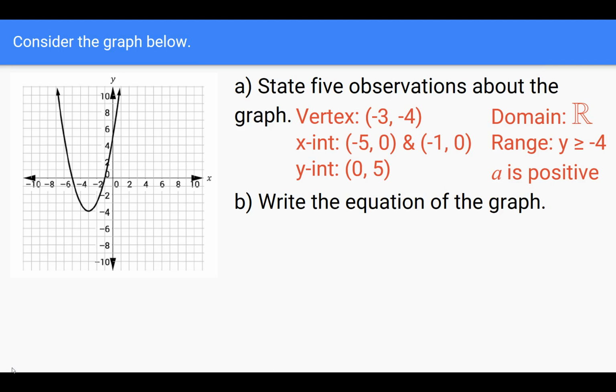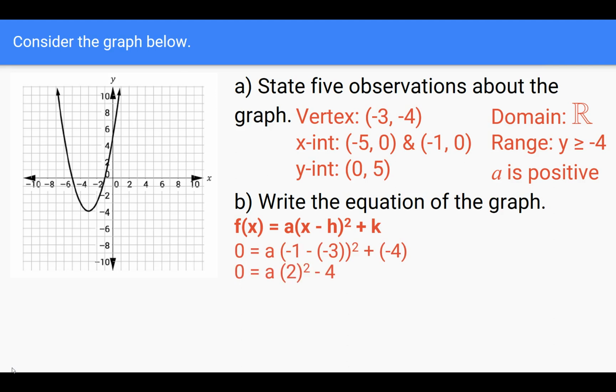Good. Let's do our parentheses. What is -5 plus 3? -2. Alright, what is -2 squared? 4. So we have 0 equals 4a minus 4. Then we will add 4. And we're going to get an a value of what? An a value of 1.